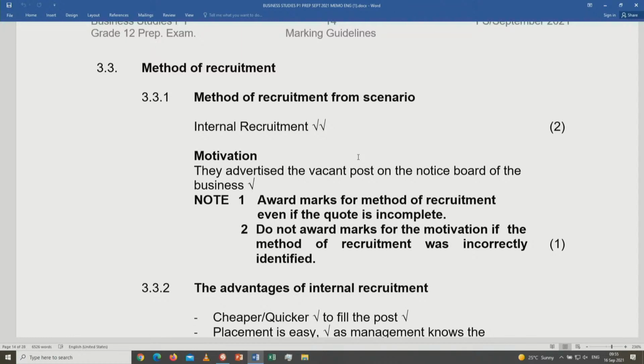Now, if the learner in their first response said external recruitment and you marked that learner wrong, if the learner now brings the motivation to say they advertise the vacant post on the notice board of the business, you cannot award that mark, because you can see there that the motivation does not link with the method of recruitment. So that note is important. Be careful when you mark that.